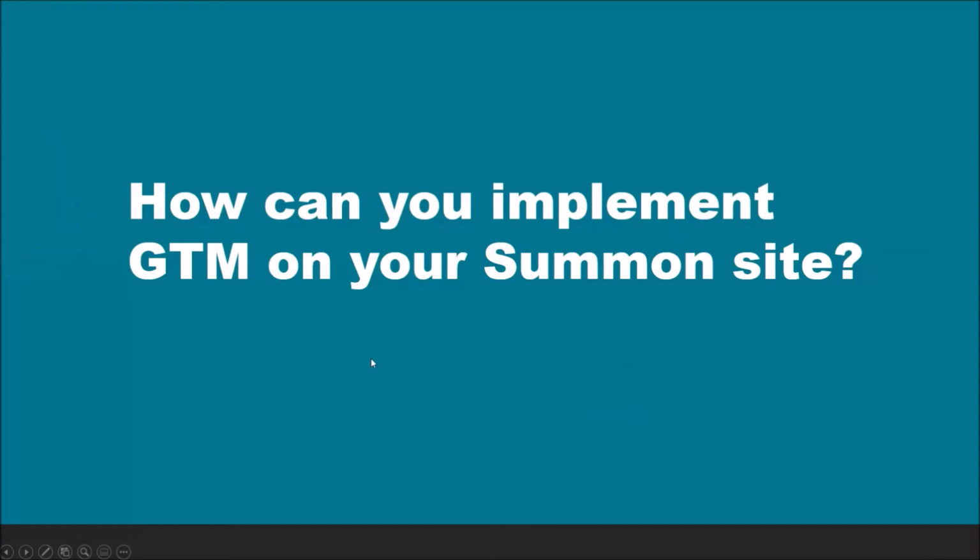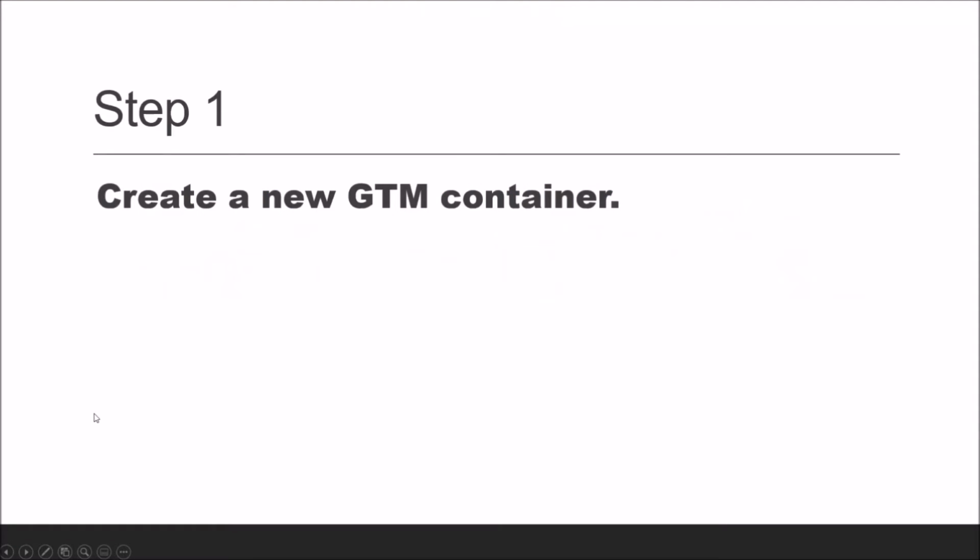So, how can you implement Google Tag Manager on your Summon site if you would like to? Well, that's the whole point of this webinar. Let's talk about an easy way to do it if you haven't already done so. Basically, you need to go create a new Google Tag Management container. And that's pretty simple. You just go to the GTM website, click create an account if you don't already have one, and then create your first container.